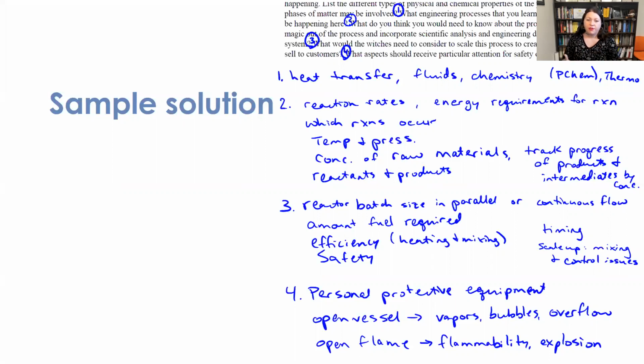They have mentioned the amount of fuel required, the efficiency of heating and mixing. Safety is a big one that they do bring up, the timing, and then we also briefly discuss some mixing and control issues with scale up. And then for the personal protective equipment, they note that it's an open vessel. There are vapors, bubbles that could overflow. There's also an open flame, so that may not be the best heating source. They also mention flammability, explosion.